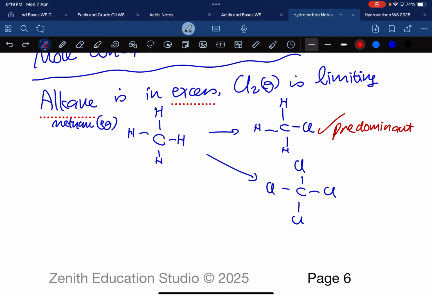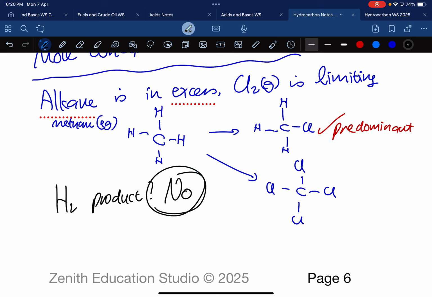So understand this point now, please. If my chlorine gas is the excess one, most of the time I'll be able to finish everything off. Clear? Good. Can H2 be a product? No, I cannot get hydrogen as a product.